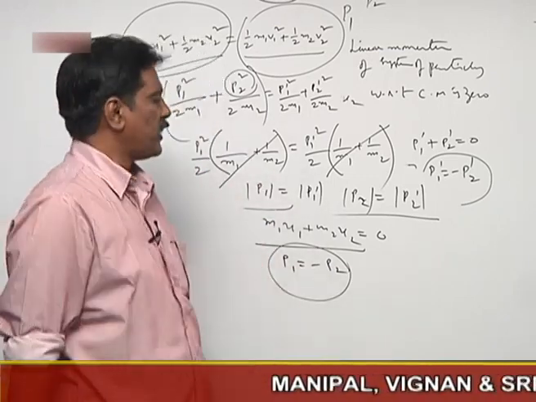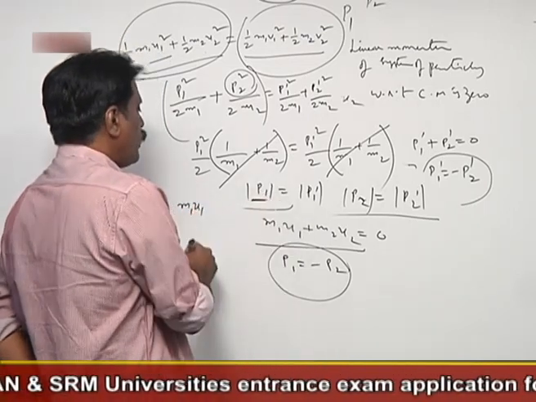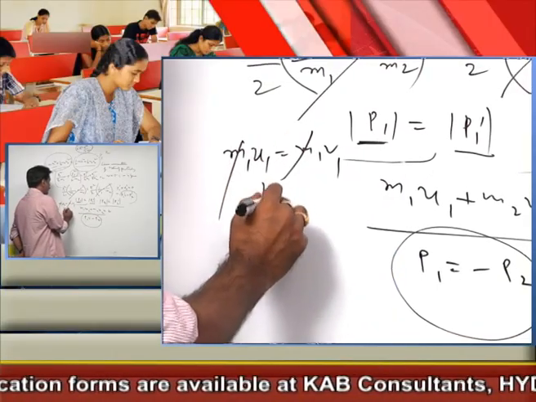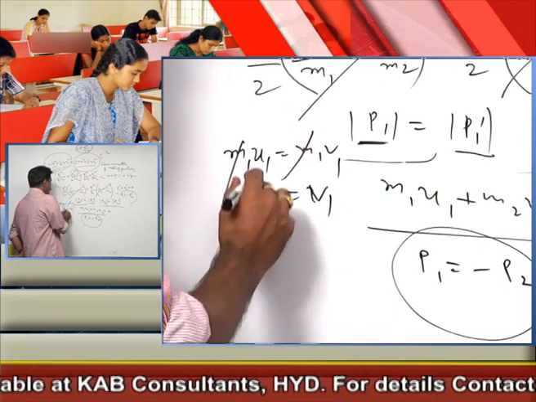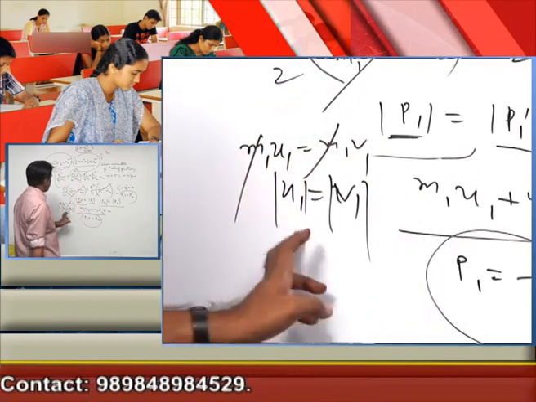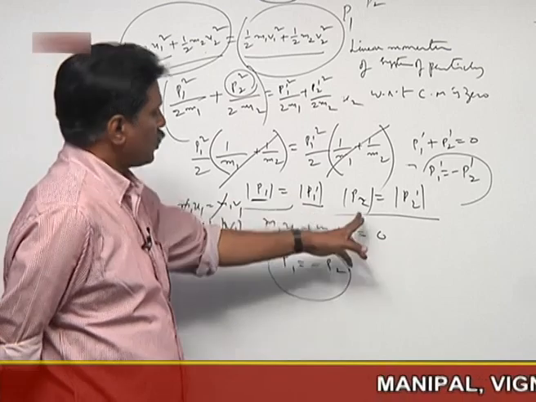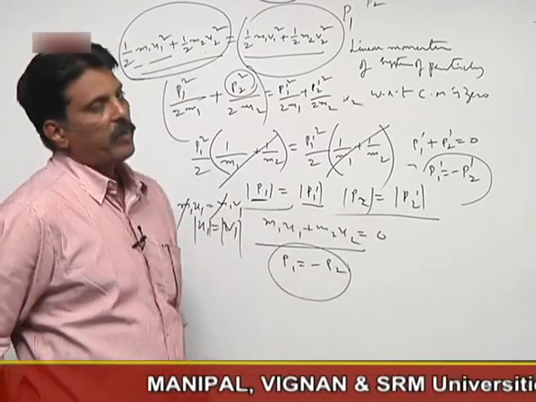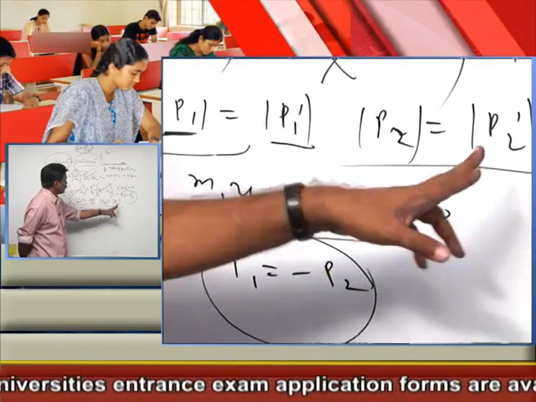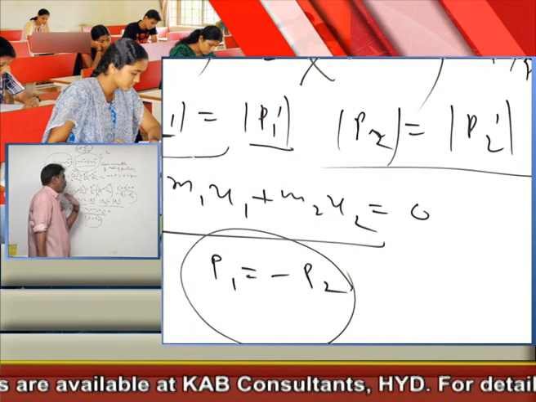Because P1 is nothing but m1 u1, and P1 dash is nothing but m1 v1, m1 gets cancelled, so modulus of u1 equals modulus of v1. That means the initial and final speeds of the first particle are the same. Similarly, you can show that the initial and final speeds of the second particle are also the same. That means u2 is equal to v2. So this is an important result.